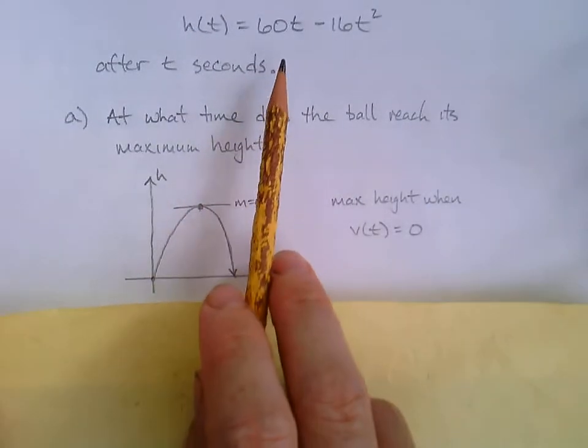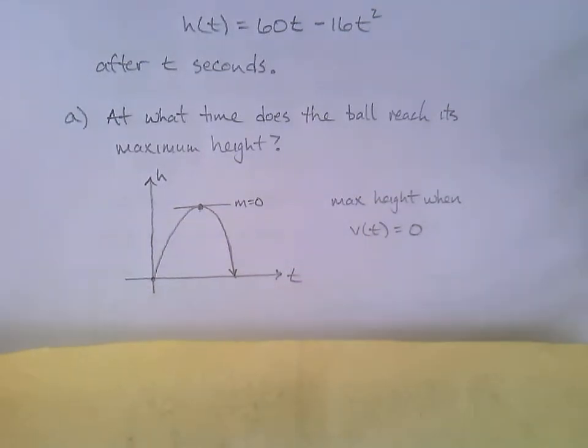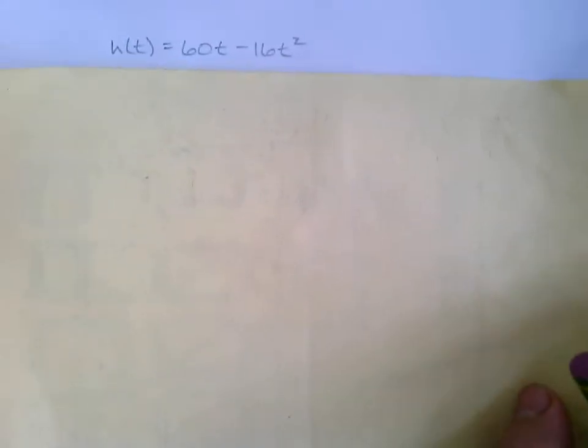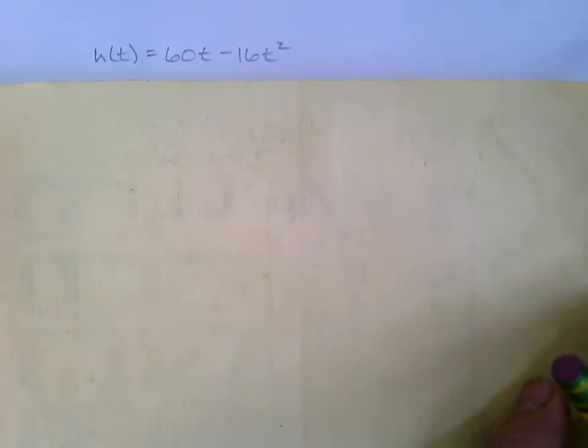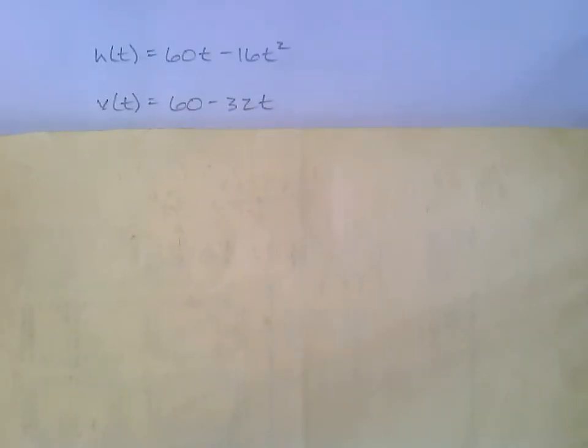So we need to find the velocity function, set it equal to 0, and solve. Okay, I've got that on the next page. Here it is, the height at time t. I'm just repeating this, 60t minus 16t squared. So hey, taking a derivative, oh, I love that, just a polynomial. Velocity v of t equals 60 minus 32t.